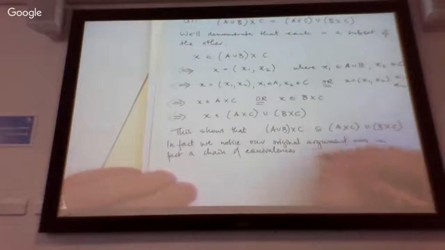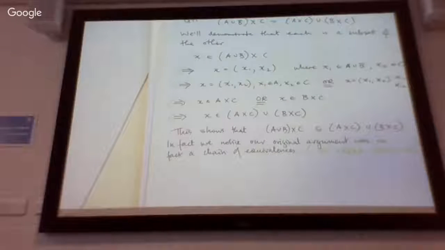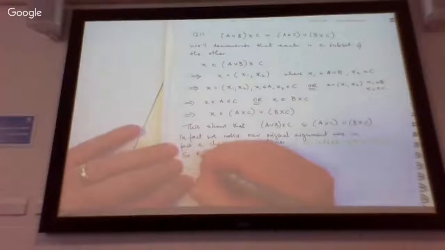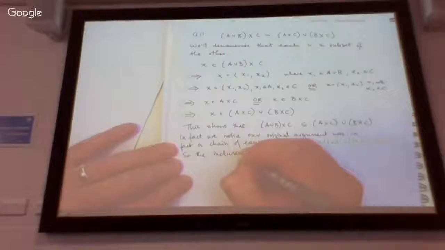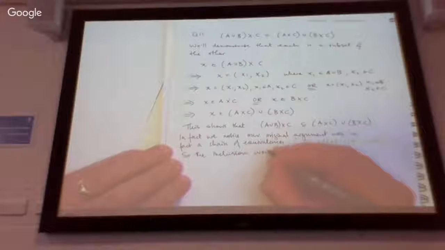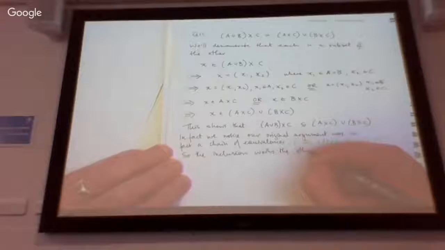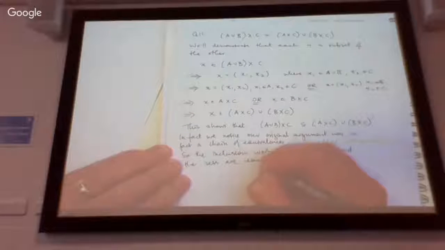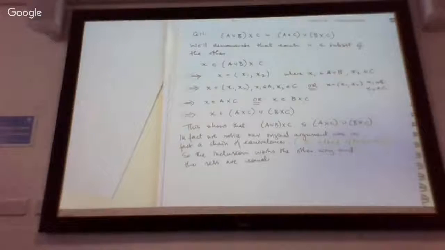So these green backward arrows were added afterwards. So the inclusion works the other way. Set inclusion, this statement, this set inclusion can be reversed. And the sets are equal. The sets I'm talking about are the two sets in the question at the start. Okay, they're in fact the same set.